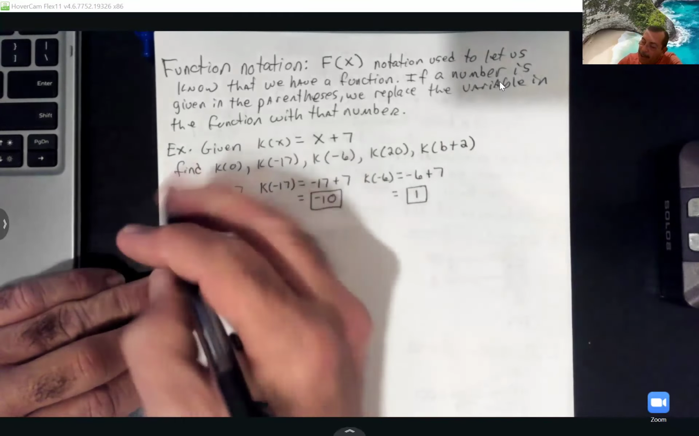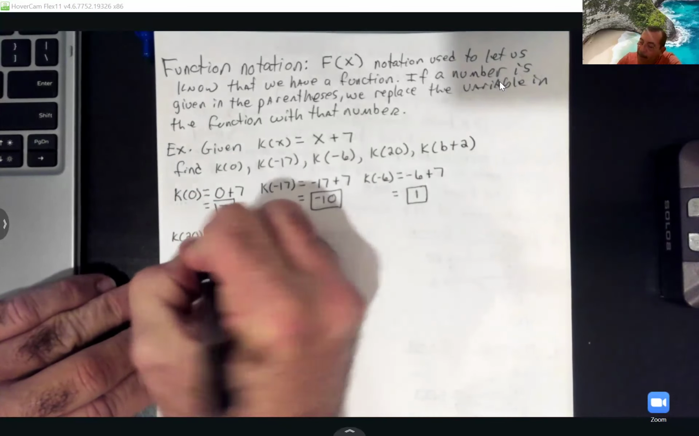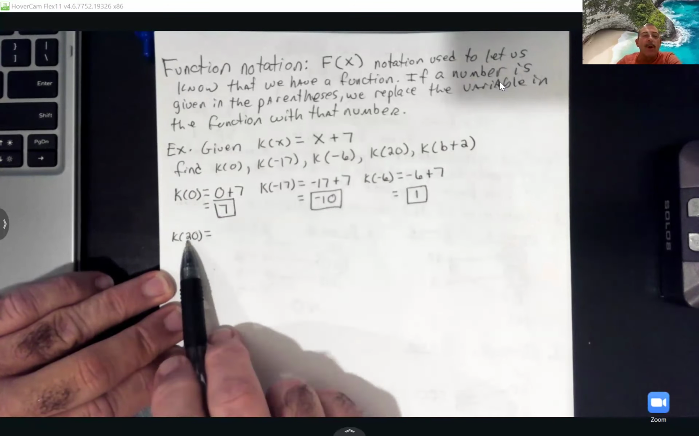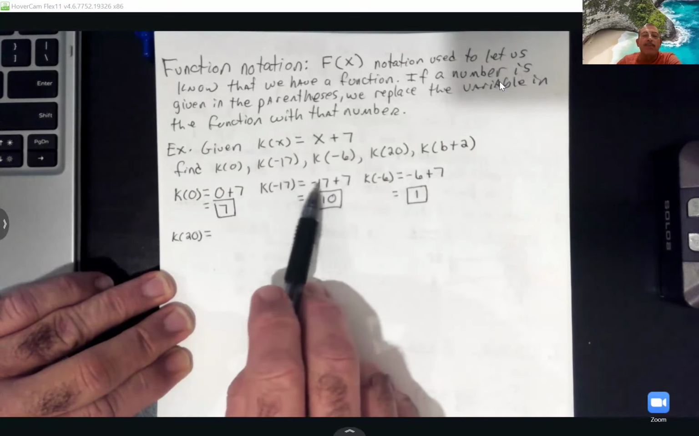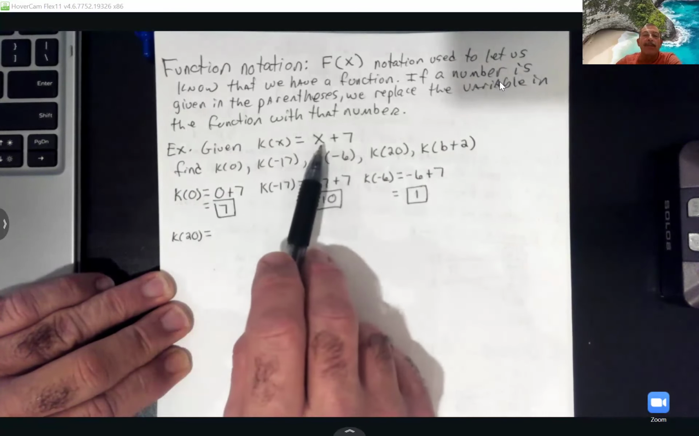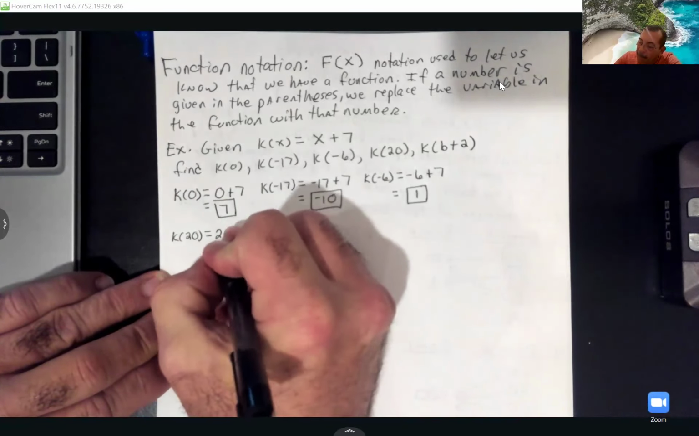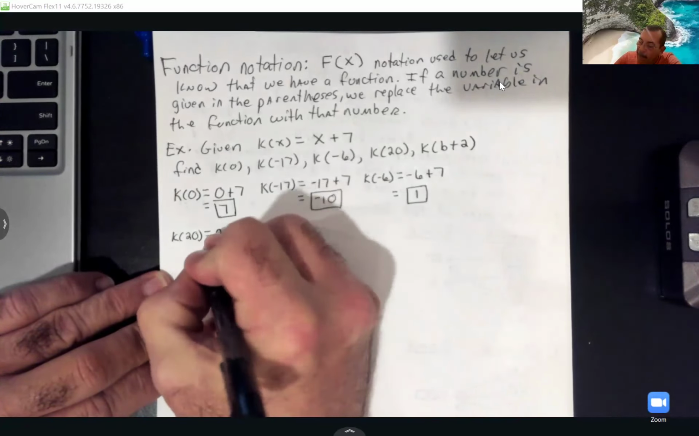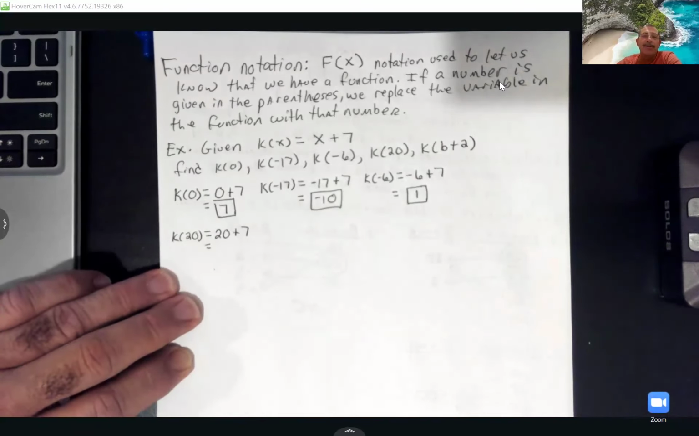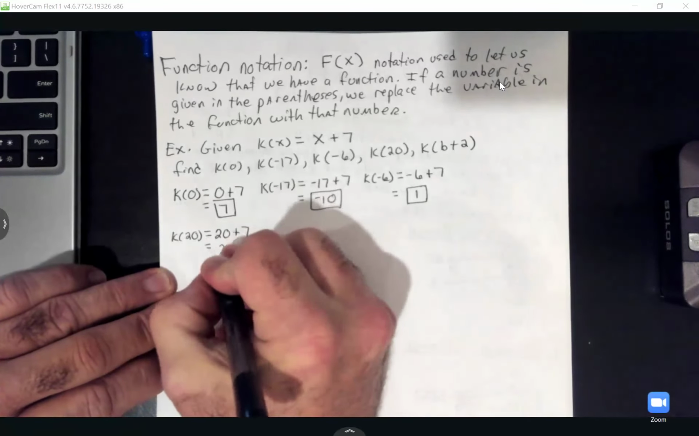All right, k of 20. So you notice we're working each one of these the same way. The only thing that's changing is what value we're putting in for the x. So now we're going to put a 20 in. So that'll give me 20 plus 7. And y'all adding 2 positive numbers, that's the easiest thing in the world. So we don't have to worry about signs. 27. 27, there you go.